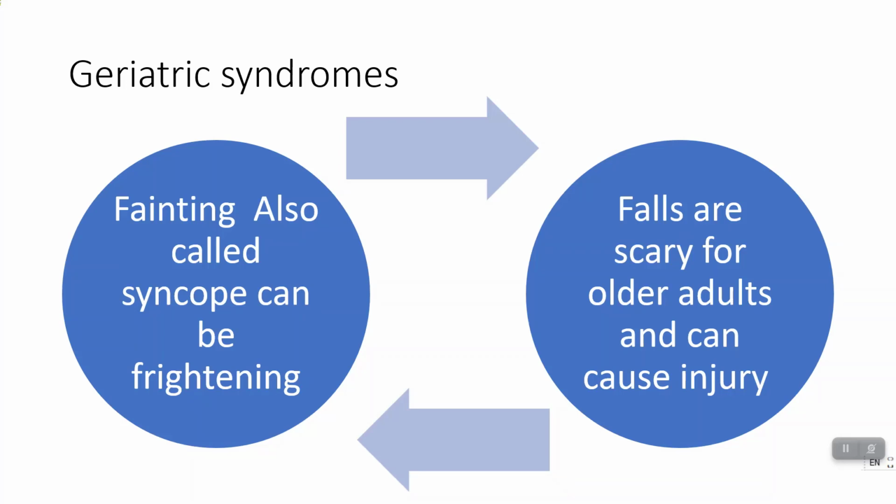If fainting occurred after eating a large meal, eating smaller, more frequent meals that are low in carbs and lying down after eating can help. Antihypertensive drugs, if being used, should not be immediately taken before a meal.